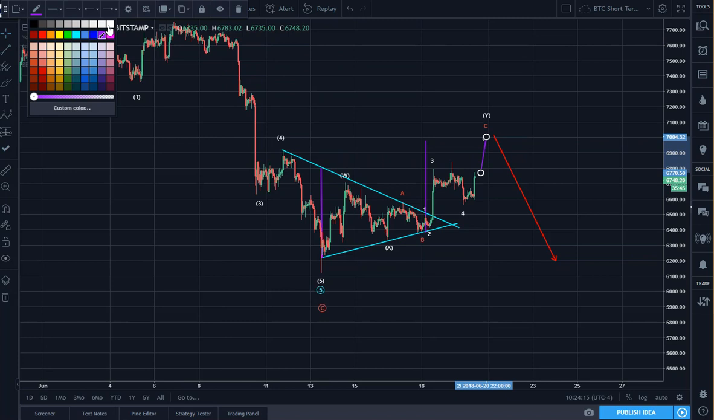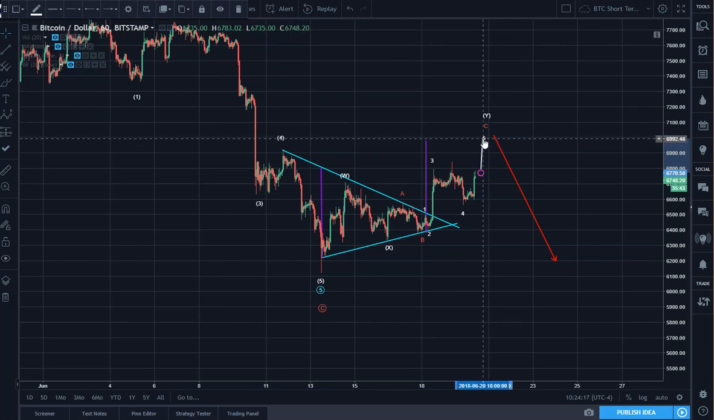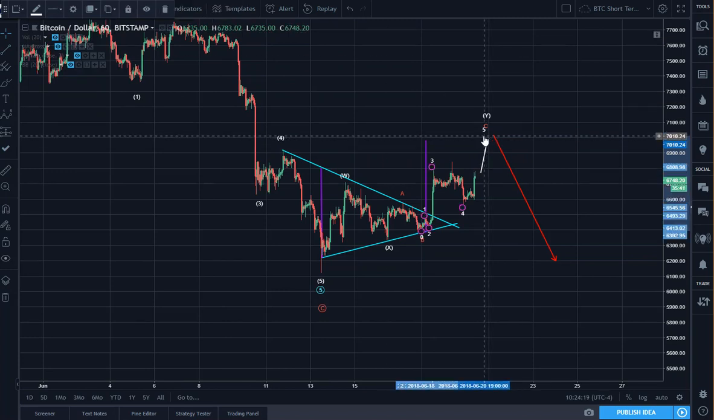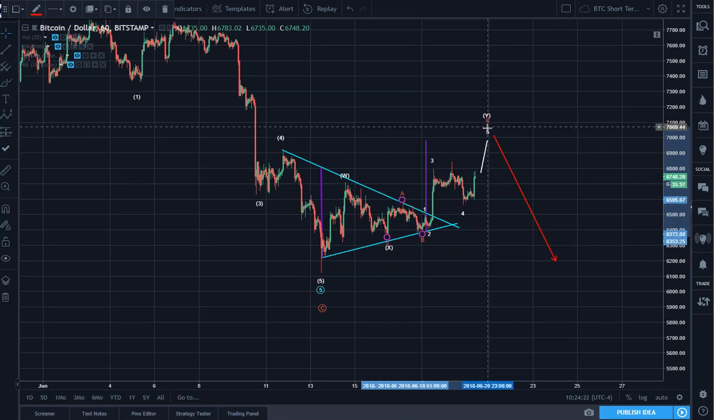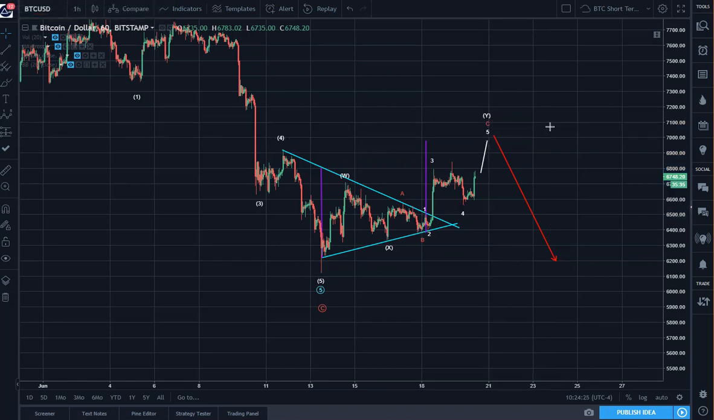Make this white to finish the 5 of C of Y. And that could bring us to the 69.86 or so, maybe.